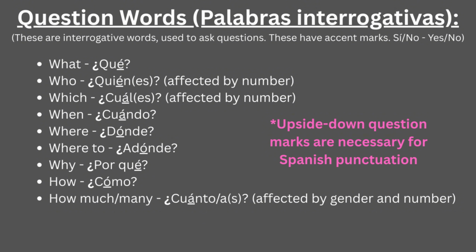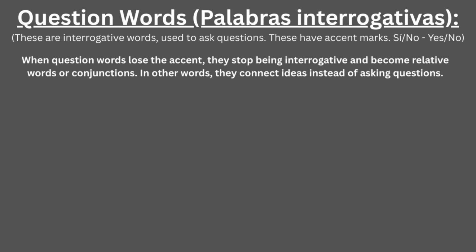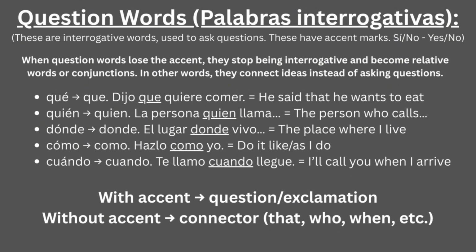Still, the accents are vital in spelling, because if the words lose the accents, they stop being interrogative and become relative words or conjunctions. Basically, when you see the words without accents, they connect ideas instead of asking questions. Specifically, ¿qué?, ¿quién?, ¿dónde?, ¿cómo?, and ¿cuándo?